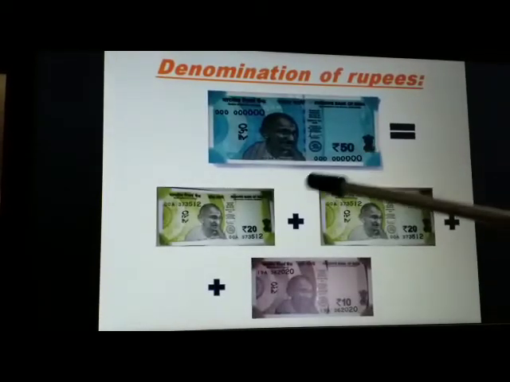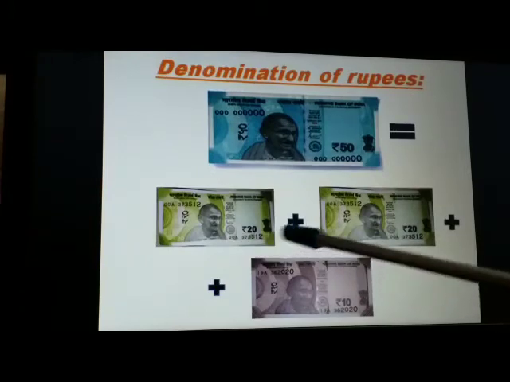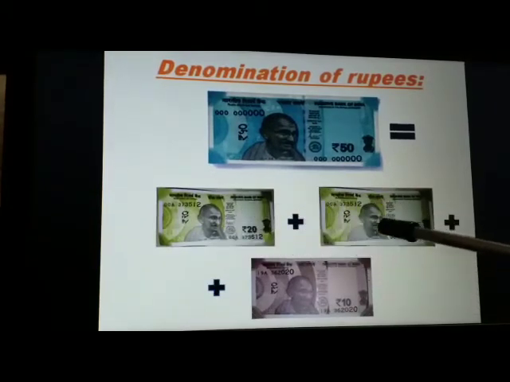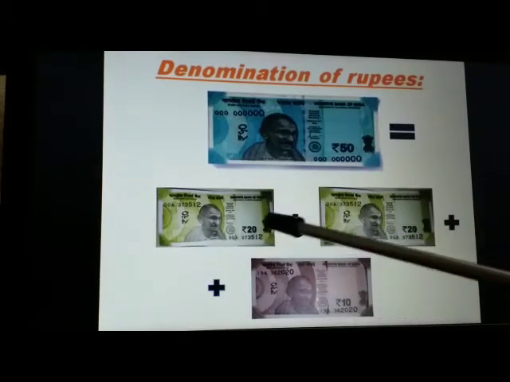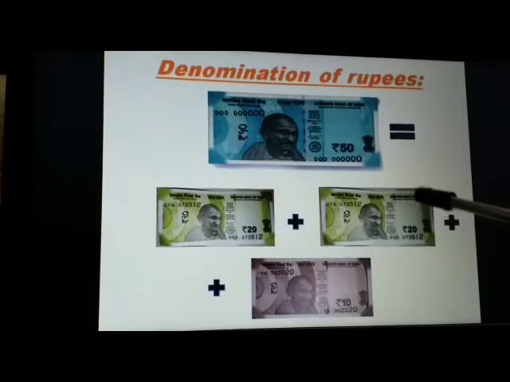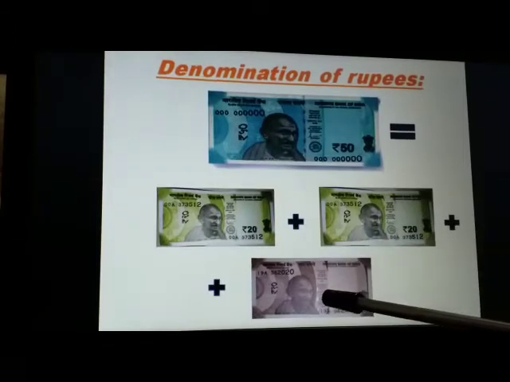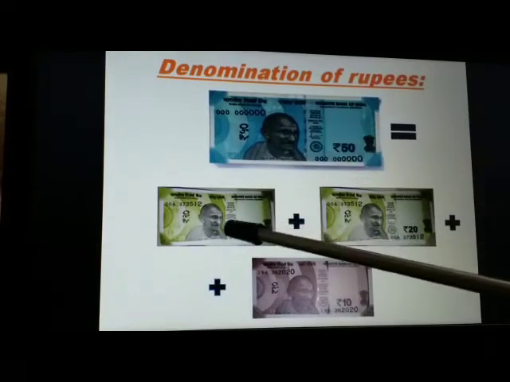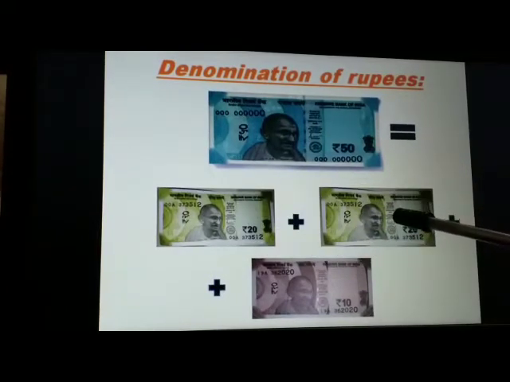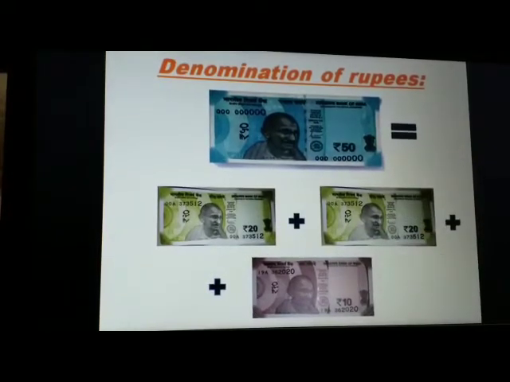Now 1 50 rupees note is equal to 2 20 rupees note and 1 10 rupees note. 20 plus 20 is equal to 40, and 40 plus 10 rupees is equal to 50 rupees note. So 1 50 rupees note is equal to 2 20 rupees note and 1 10 rupees note.